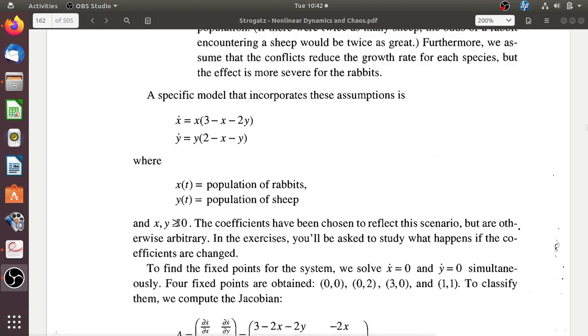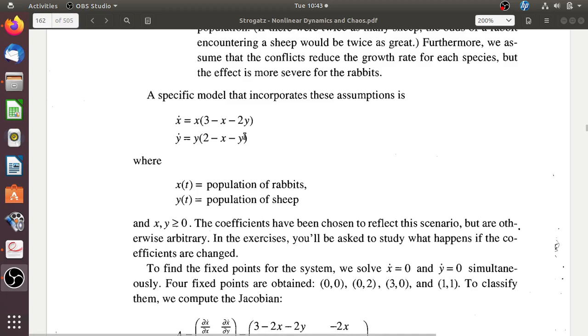The first thing is to identify the fixed points. For a fixed point, x dot has to go to 0 and y dot has to go to 0. x dot will go to 0 when x is equal to 0, or when whatever is inside this bracket goes to 0. So x equals 0 is one straight line in the xy plane, and this represents another straight line. Similarly, y dot will go to 0 when y is equal to 0, or when this one goes to 0.